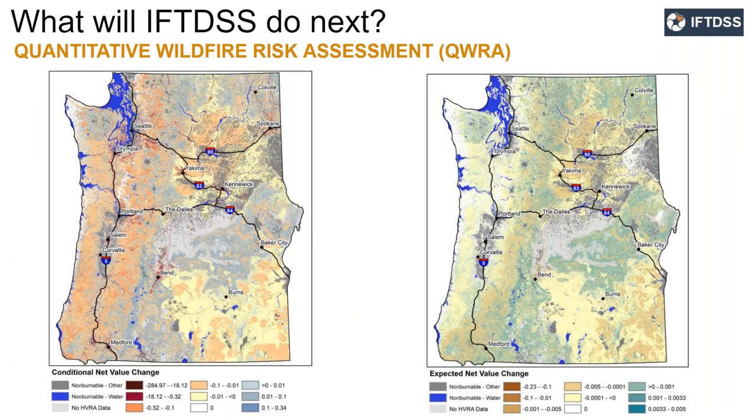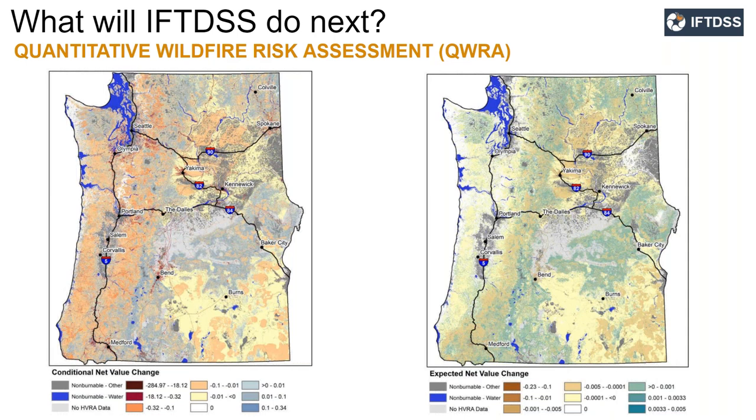There's always a mapped value, and you'll have to squint because this looks exactly like Florida. But we don't have example maps quite yet for that study area for the Apalachicola, but we will be using or creating a couple maps, most likely the conditional net value change and the expected net value change maps that are common amongst a lot of the risk assessments.